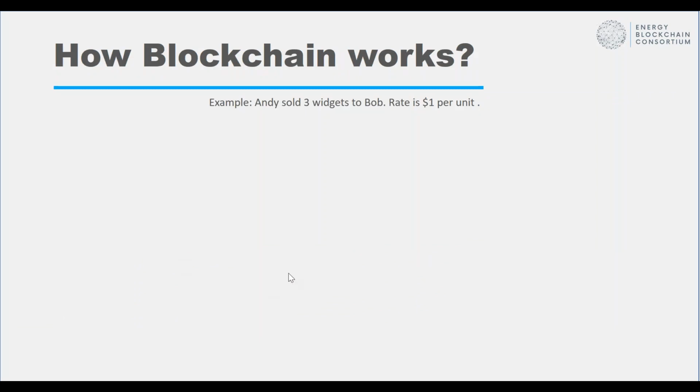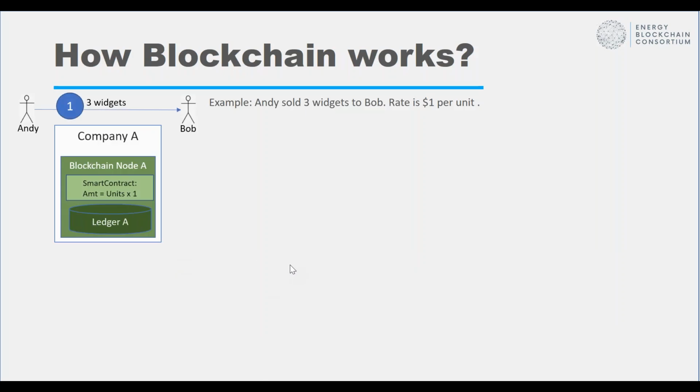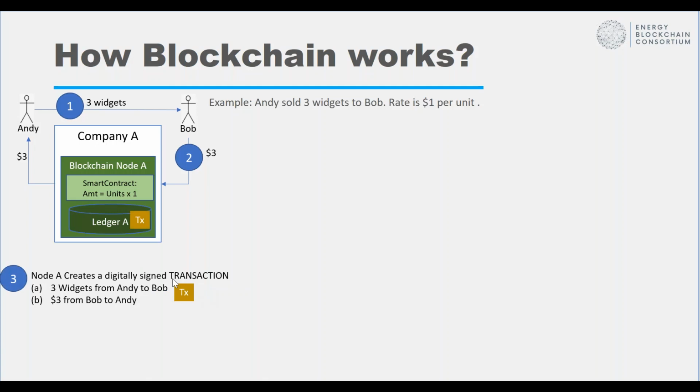All right. So let's take an example where Andy sold 3 widgets to Bob. In this particular case, when Andy sold the widgets to Bob, in a traditional model, the widgets were sold and the transaction was tracked. But in the blockchain world, the transaction has to be tracked in a way that it persists. So in this particular case, a company A, which has a node A, has a smart contract. The smart contract is the business logic that basically manages this transaction. So now this particular transaction is created, which is Andy sold 3 widgets to Bob, at the rate of $1. So Bob should owe Andy $3.